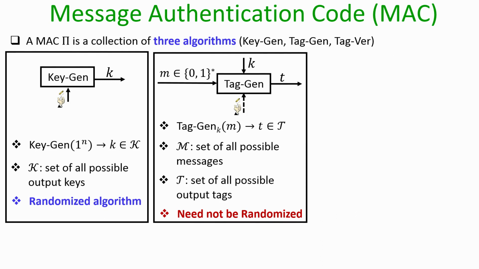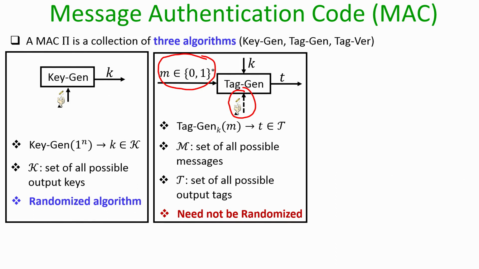The tag generation algorithm takes a message which the sender would like to send to the receiver in an authenticated and verifiable fashion, and it takes the key which is generated by the key generation algorithm and available with the sender as well as with the receiver. It could be a potentially randomized algorithm, so it could have an internal randomness, but it is not necessary that it has to be randomized, and we will discuss this fact later.